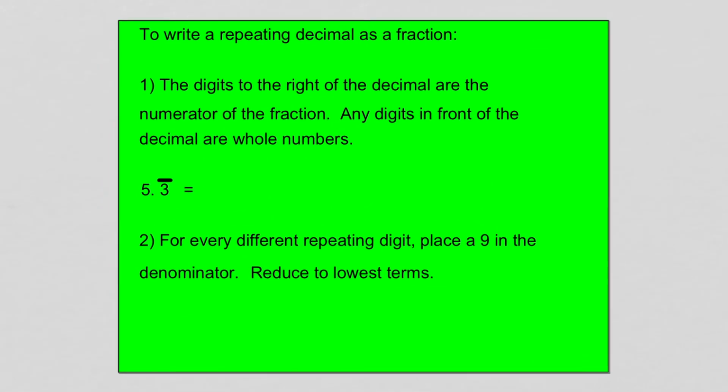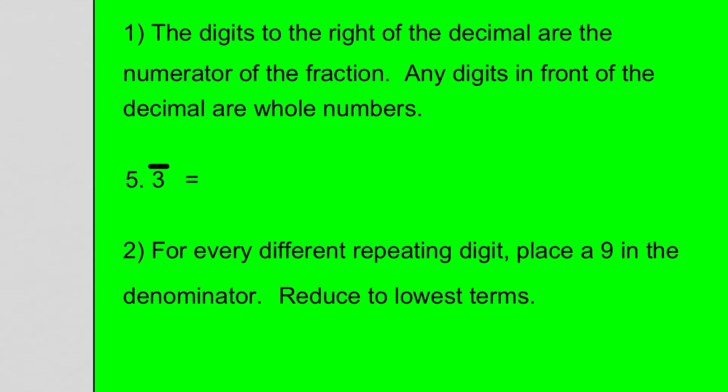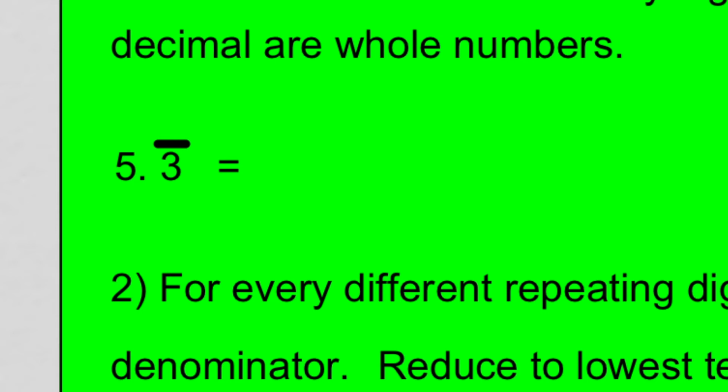It's almost the same. To write a repeating decimal as a fraction, the digits to the right of the decimal are the numerator of the fraction. So same thing as before. In this case, we have 5 and 3/10 repeating. The digit behind the decimal, that repeating 3, becomes the numerator of the fraction. The whole number, 5, is the whole number of this mixed number. So everything's the same so far.